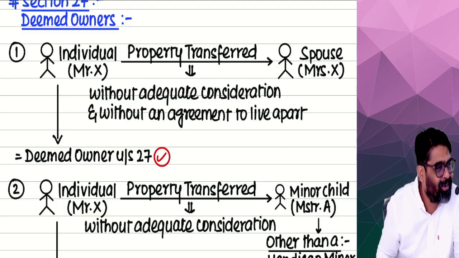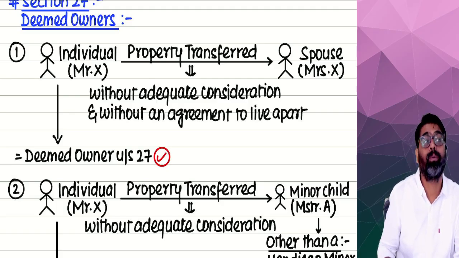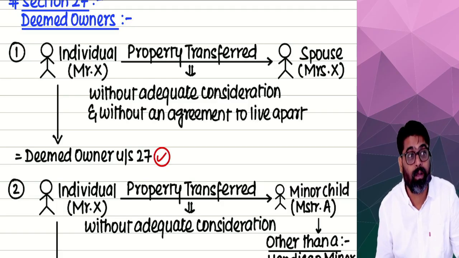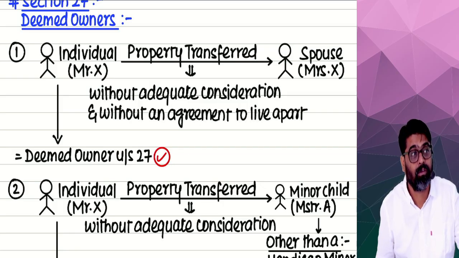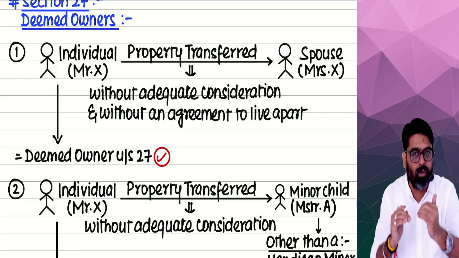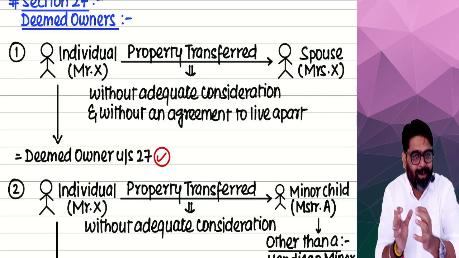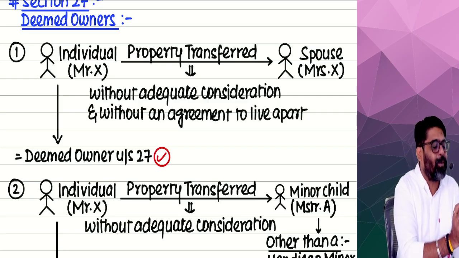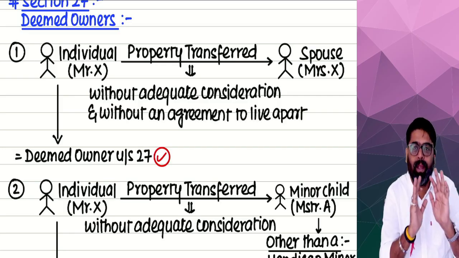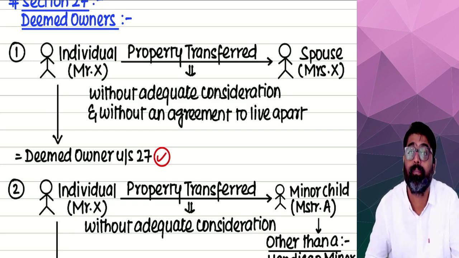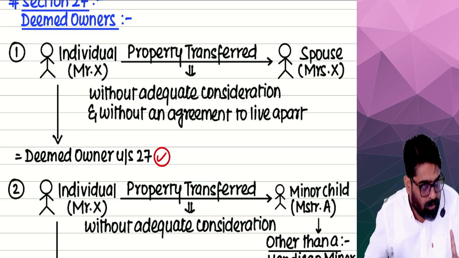Got it, sir? So earlier, the income used to be taxed in your total income and you were paying tax. So now after making you the deemed owner, this income will again come back in your total income and you are only going to pay tax. Got it, sir? So did you understand this first transaction?